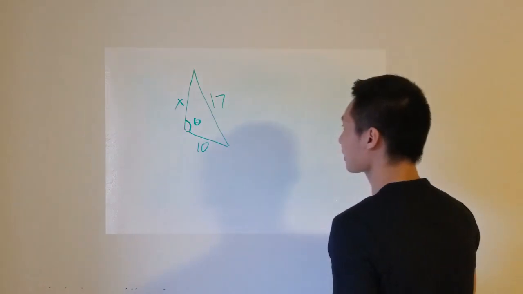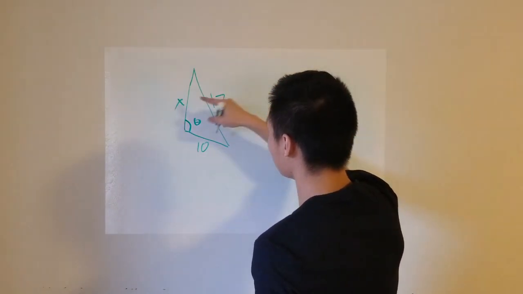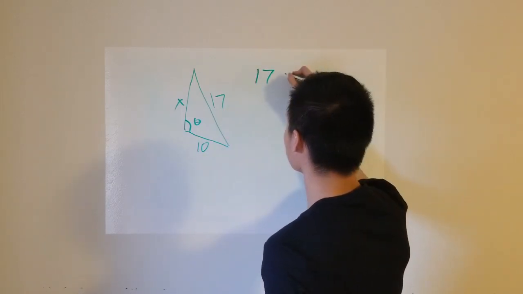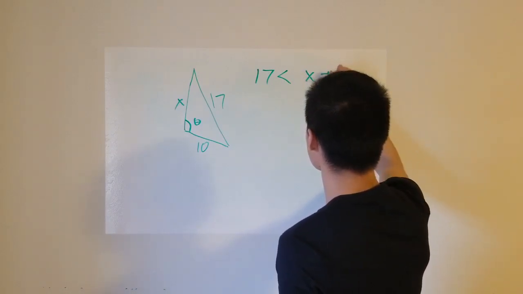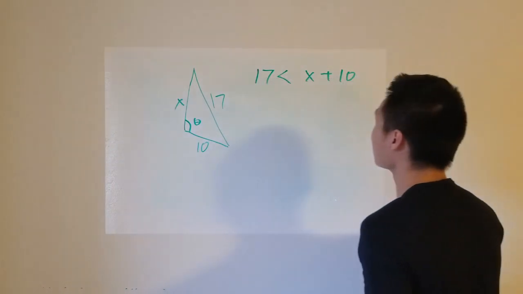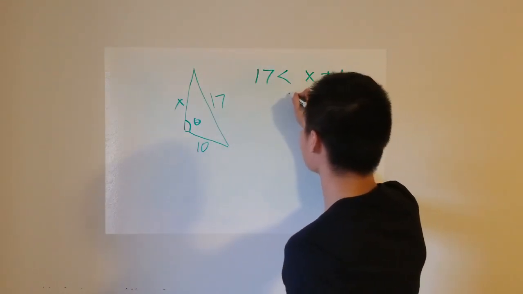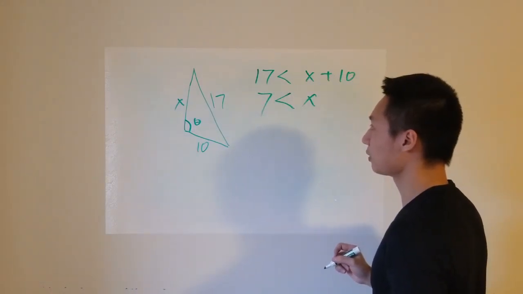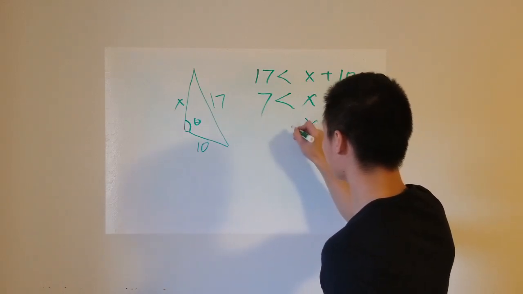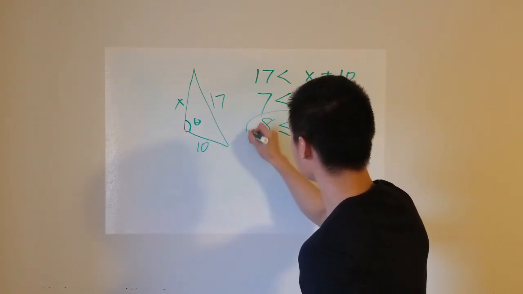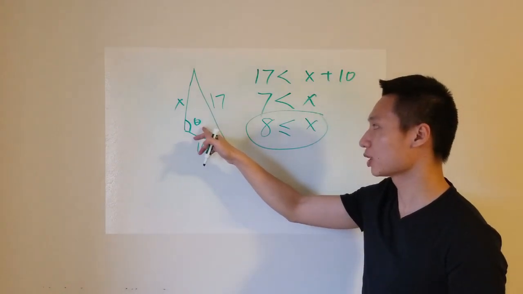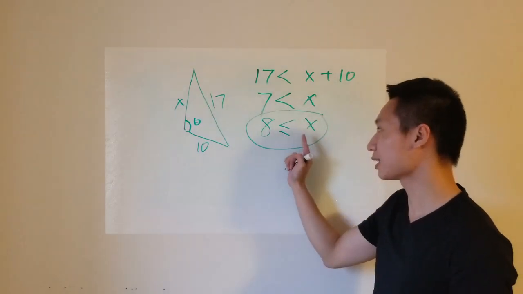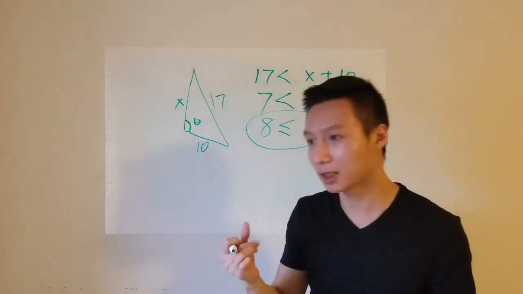And we know that x has a lower bound. It keeps getting smaller until a point. Using the triangular inequality, we know that 17 should be strictly less than x plus 10. If you move 10 to the other side, you have x greater than 7. And of course, since x can only take on integer values, x should be greater than or equal to 8. This is what happens as theta gets really big, which means x will be super short. But we know that x should be at least 8 due to the triangular inequality.